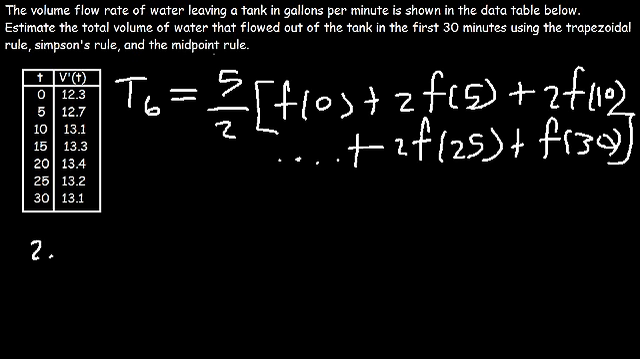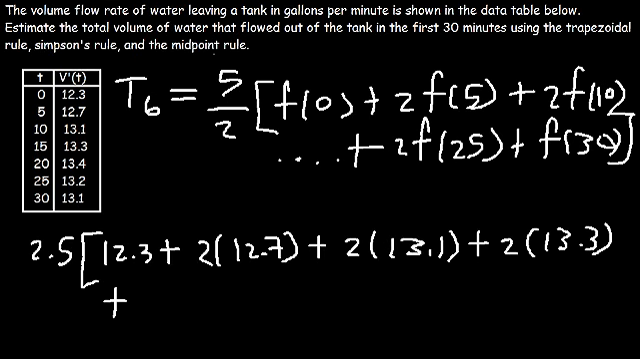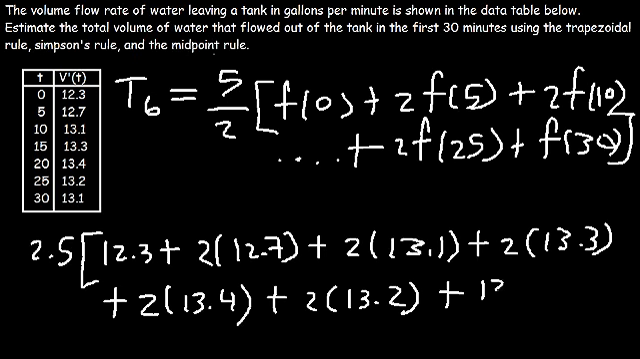5 over 2 is 2.5. f of 0, the rate of change when t is 0, is 12.3. And then it's going to be plus 2 times the y value at t equals 5, which is 12.7. And then 2 times 13.1, and then 2 times 13.3, plus 2 times 13.4, plus 2 times 13.2, and finally plus 13.1.